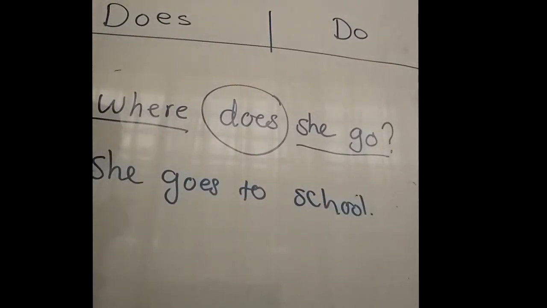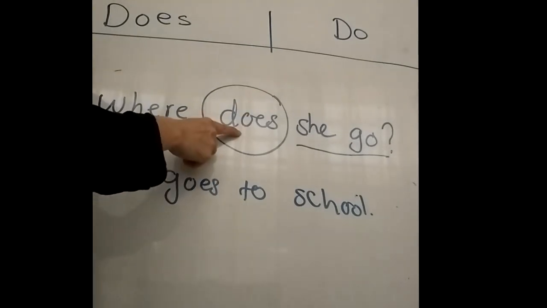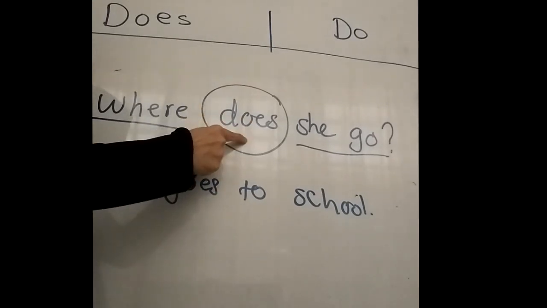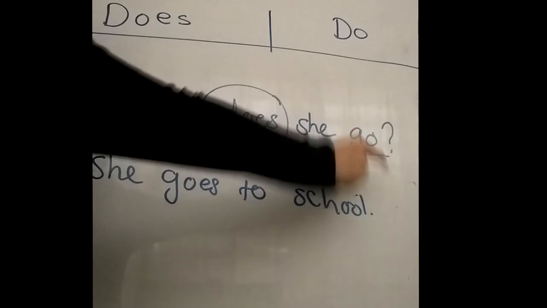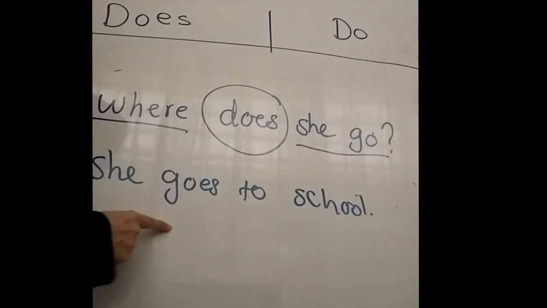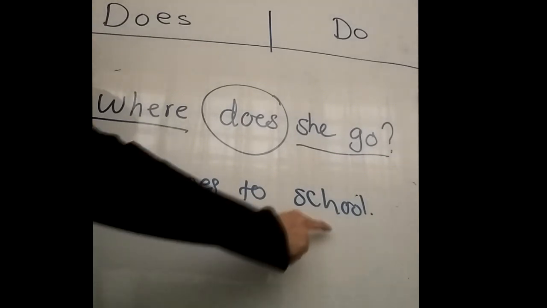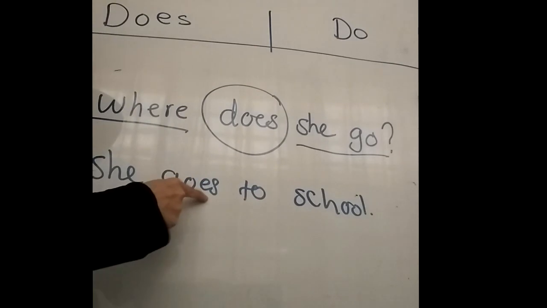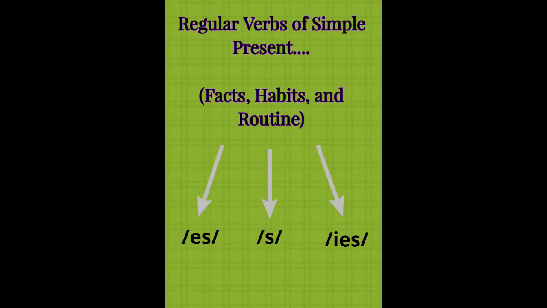There's one thing that I want to remind you. Here we have does. You might be wondering why we didn't add es here. The reason is that if you have does in the question, then we don't add anything to the verb. But if you look at this sentence, do we have does in here? No, we don't. So we add es. Well, this is basically everything that is connected with the use of regular verbs in the simple present.